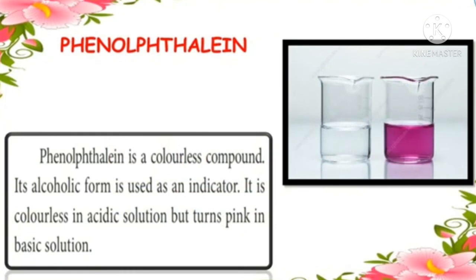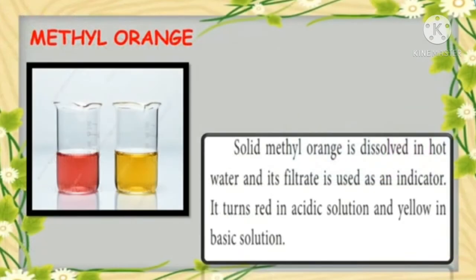It is in alcoholic form and is used as an indicator. It is colorless in acidic solution, but it turns pink in basic solution. Methyl orange. Solid methyl orange is dissolved in hot water and its filtrate is used as an indicator. It turns red in acidic solution and yellow in basic solution.